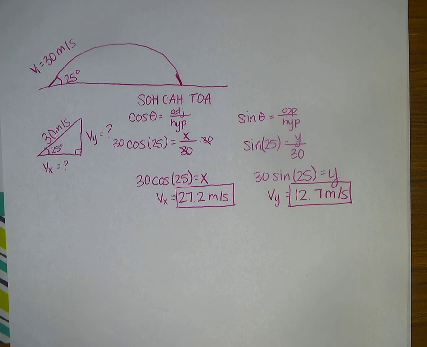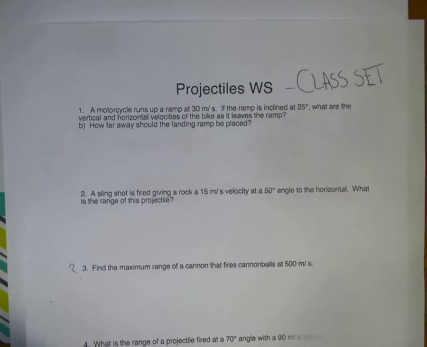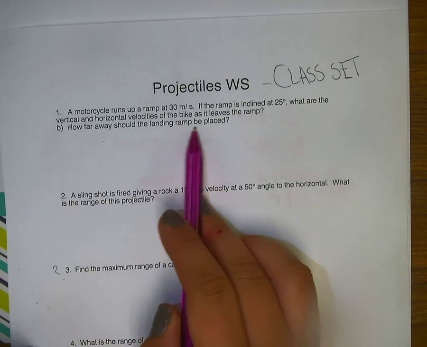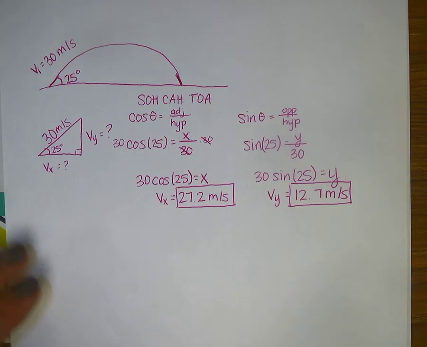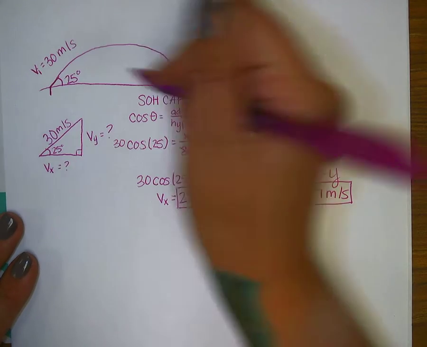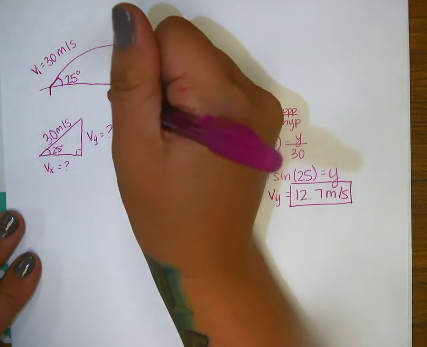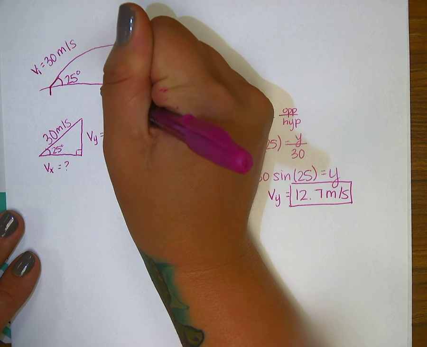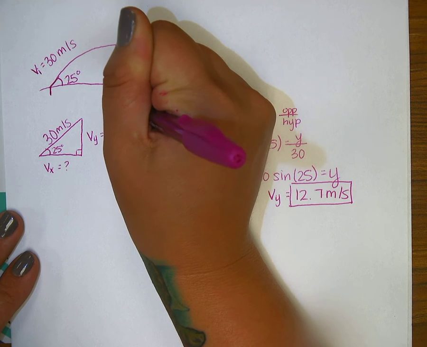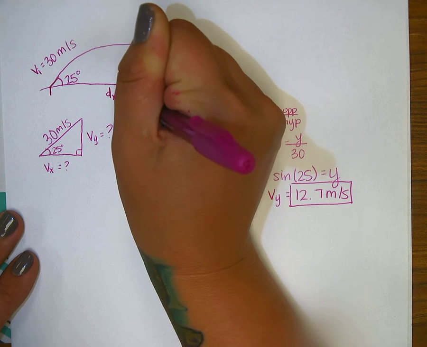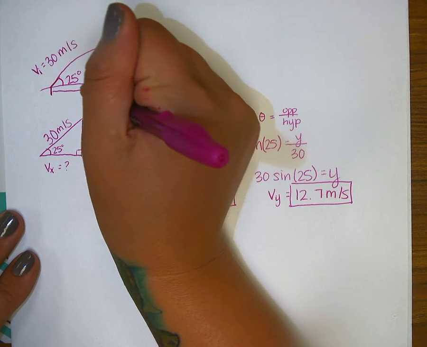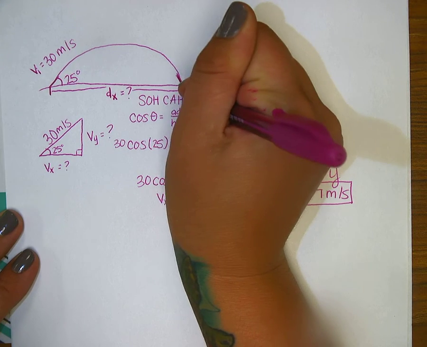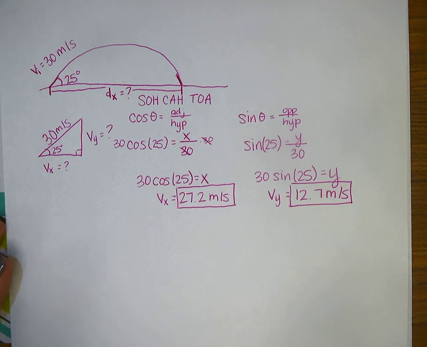The next thing we want to define in part B of the problem, how far away should the landing ramp be placed? So we want to find between the jumping ramp and the landing ramp, what is this displacement? And since this is in the x direction, it's going to be dx. So dx equals question mark. We want to find from here all the way over to here. This is when we go back and we use our kinematic calculations. So this is going to be similar to solving for horizontal projectile motion problems.